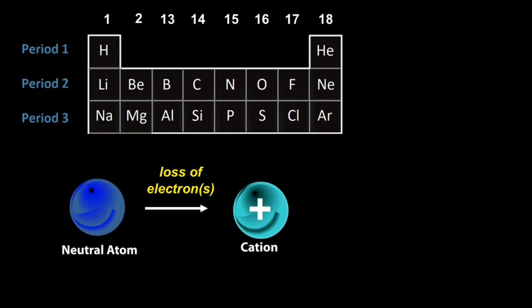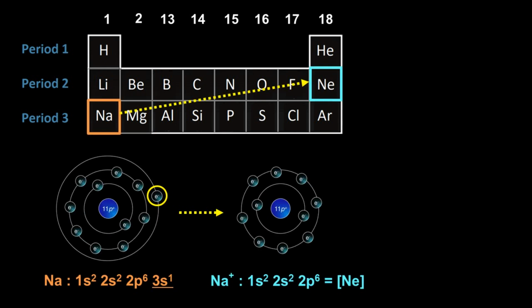Let's start with the first way, losing electrons. This is one of the most common ways atoms get to an octet, especially for certain types of elements. This happens a lot with metals, particularly those in groups 1 and 2 on the periodic table. When these atoms lose electrons, they form a positively charged ion, which we call a cation.